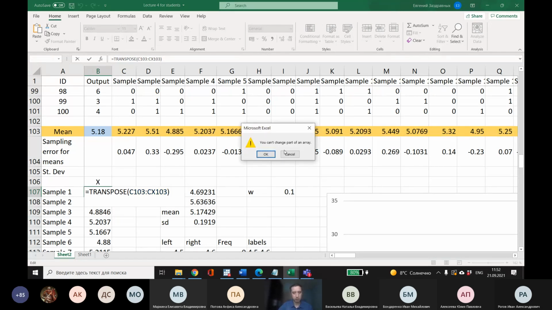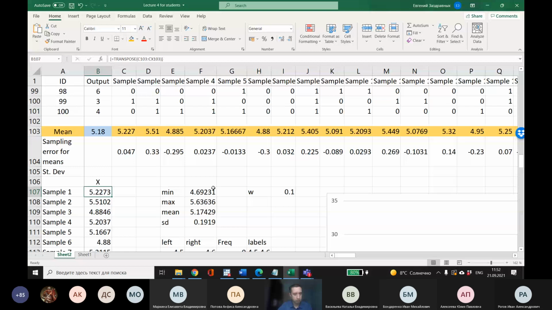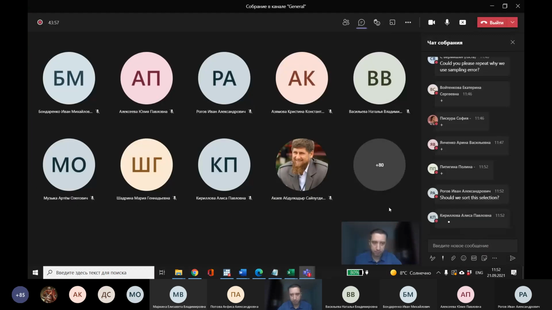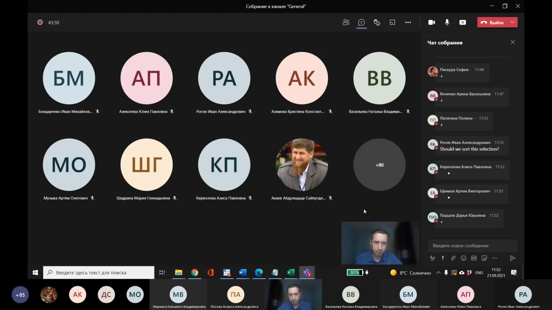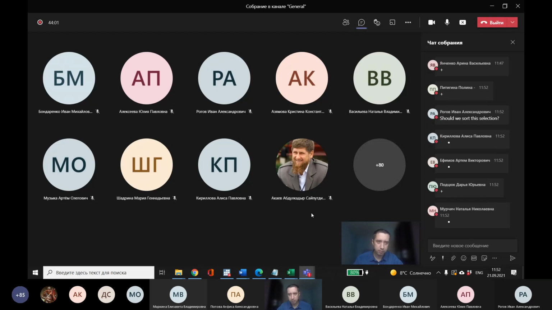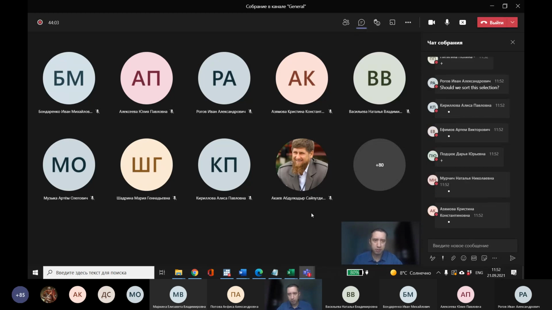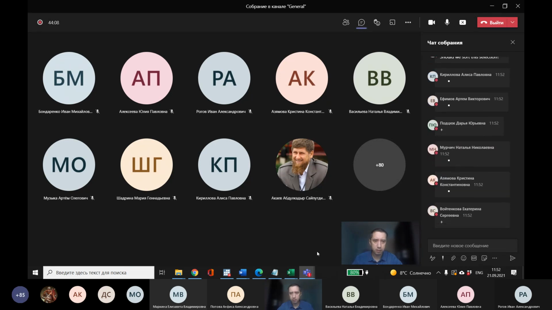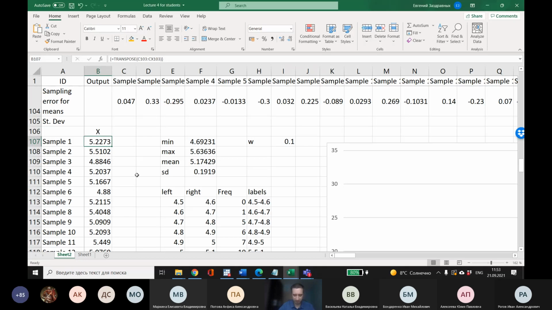Type plus if you successfully transposed the data set. No, you shouldn't solve the selection, Ivan. Okay, good. I see you know Excel. Very good.